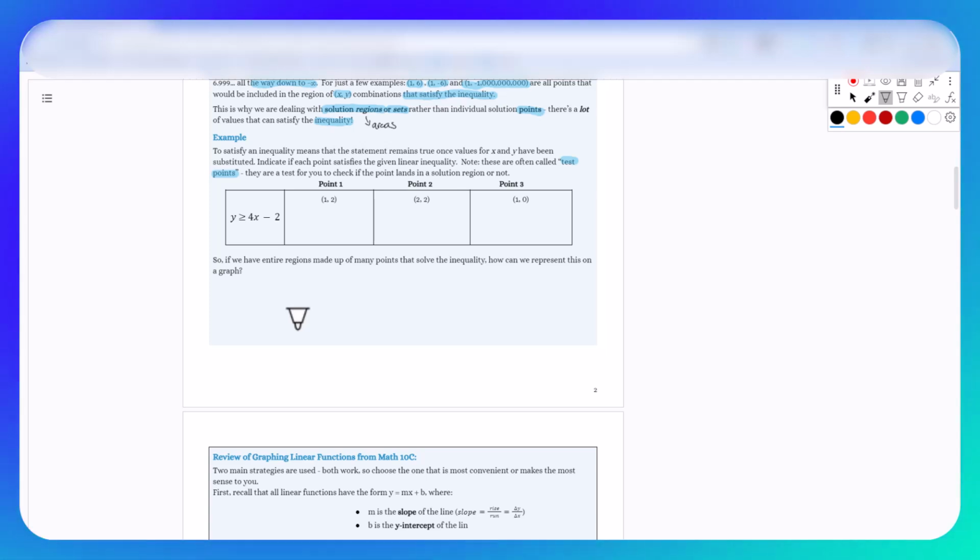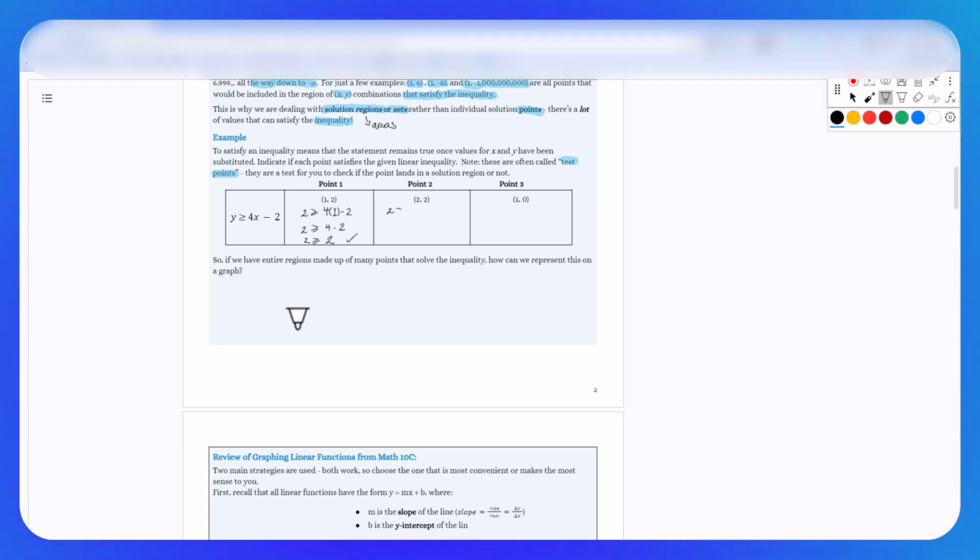So with our point 1 and 2, we're going to substitute 2 for the y, and we're putting in 4 times 1 minus 2. So we get 2 greater than or equal to 4 minus 2, which is 2. Now the statement is 2 is greater than or equal to 2. Well, it's equal to 2, so that is true. Let's do the next one.